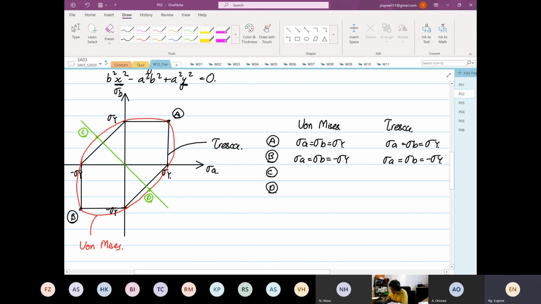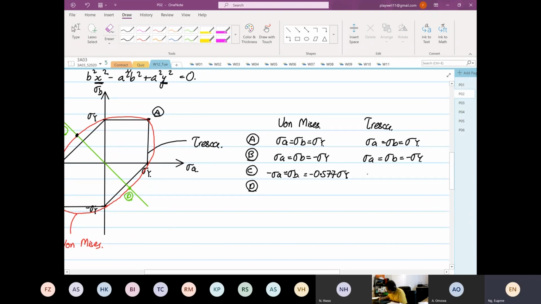If you look at point C now, at point C what will happen is you will see that minus stress A, so stress A is negative, and this is equal to stress B. And this point over here is equal to minus 0.577 stress U. Whereas for Tresca, stress A or minus stress A is equal to stress B. This will become 0.5, it's equal to 0.5 stress U. Okay, I'm going to get rid of the minus. There's no minus sign down here. I do apologize.